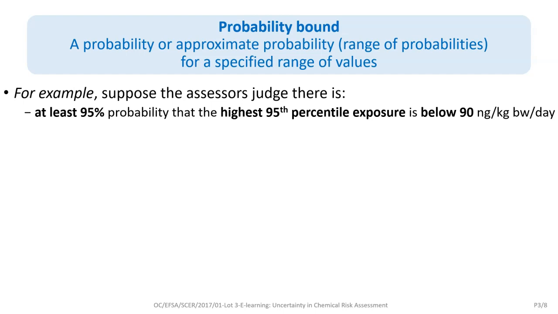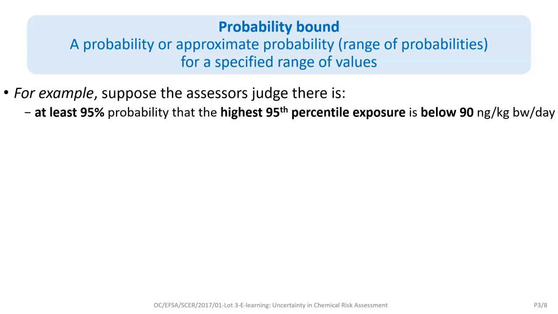It's important to recognize that the two 95s here refer to different things. The 95th percentile exposure refers to the variability of exposure. It makes clear that the exposure assessment is focused on that percentile. The 95% probability, on the other hand, is quantifying uncertainty, not variability.